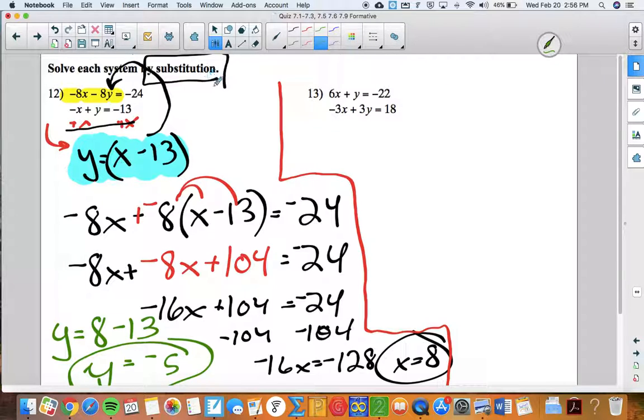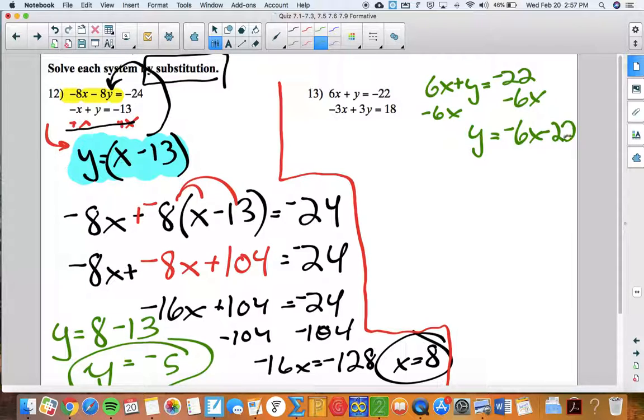So if we're doing substitution, we want one variable by itself, isolated. I would solve this top equation for y. So 6x plus y equals negative 22. That means I'm going to subtract 6x to get y by itself. Again, solve for the variable that has a 1 for a coefficient. So now I'm going to hug this. Whoa. And plug this back in for y in the other equation.